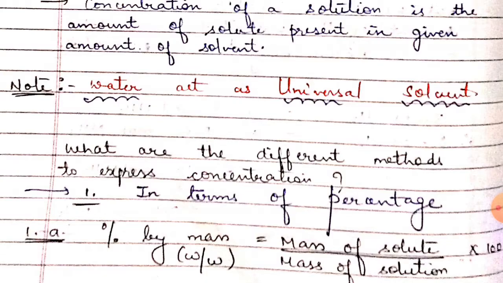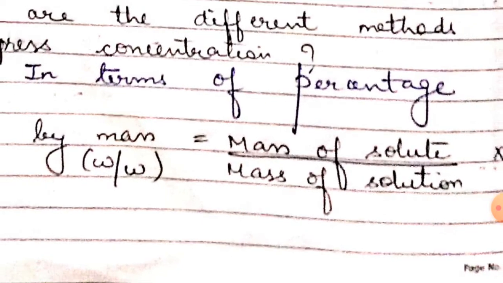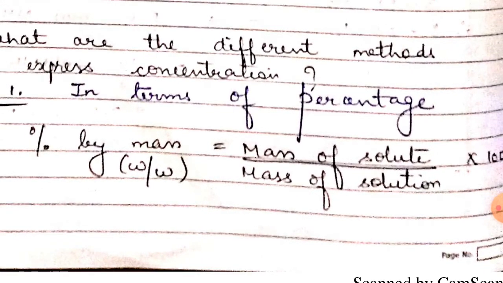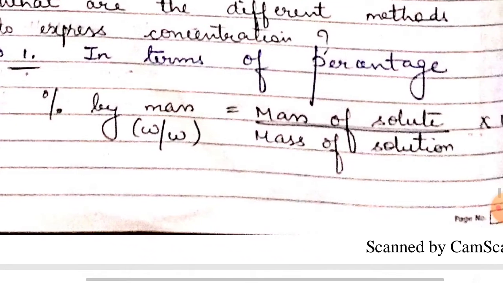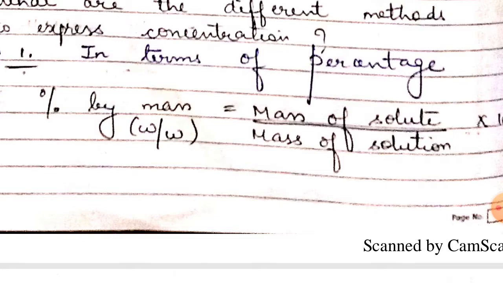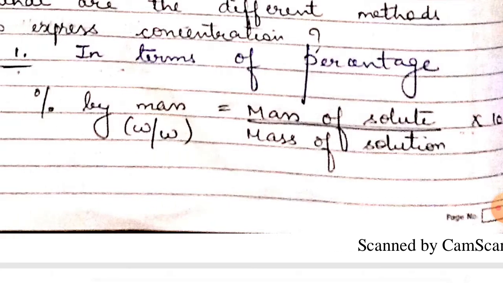Now what are the different methods to express concentration? What are the different units to define concentration? Let's see that. The first is in terms of percentage. Now in percentage also we have subcategories. The first is percentage by mass, W by W. So you are telling the mass of solute and mass of solvent. It's the ratio of mass of solute in the total mass of solution into 100, because percent means in total of 100. So how much is the amount of solute in the given mass of the solution into 100 is mass percent. So this is mass percentage.